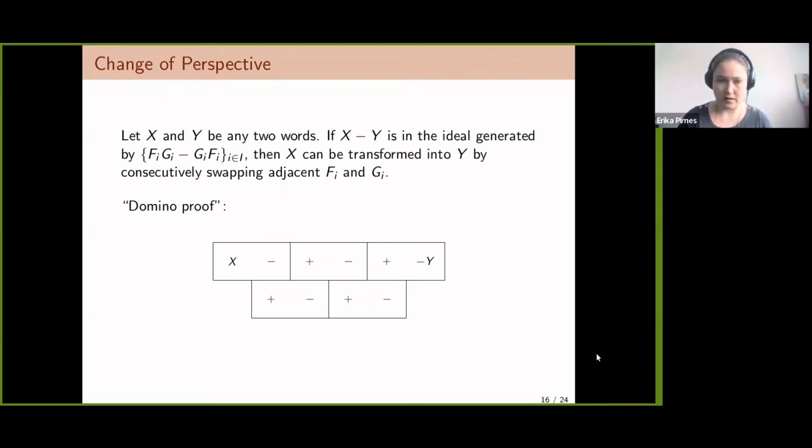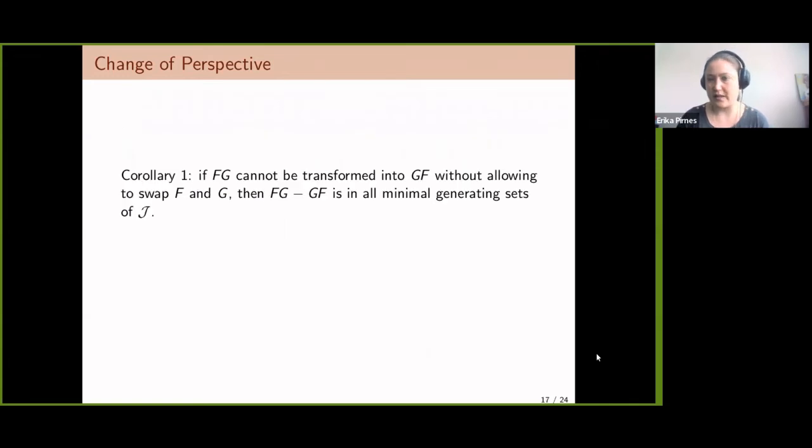Okay, and let's see. So basically a couple of corollaries. Let's say I start with a product fg. If I cannot transform it to gf without allowing the obvious swap fg, then fg minus gf is in all minimal generating sets of j. Well, let's look at the previous result. Let's say I take every other pair than f and g. I allow those to commute. I take the ideal generated by all these pairs fi gi minus gi fi, like in this proof.